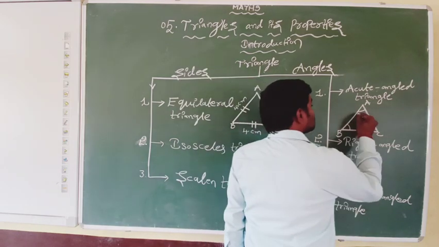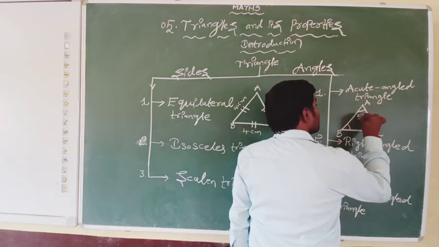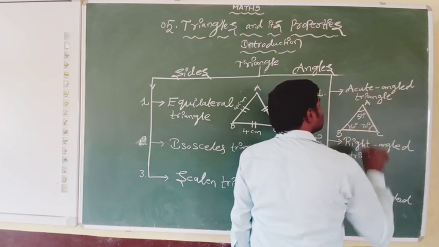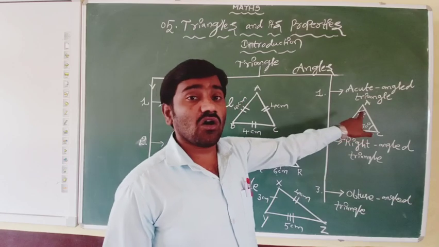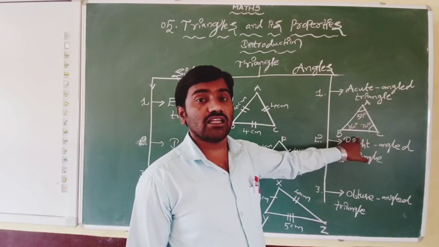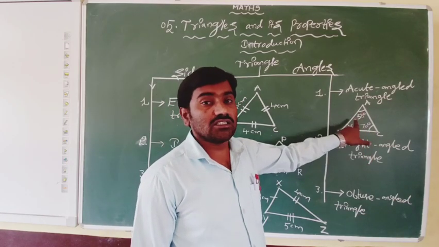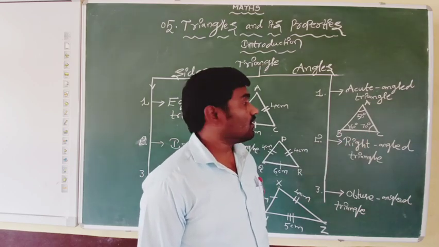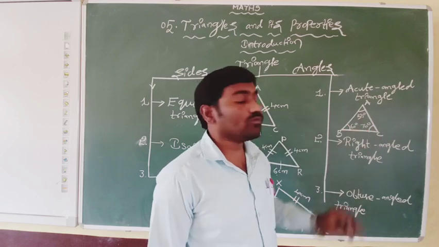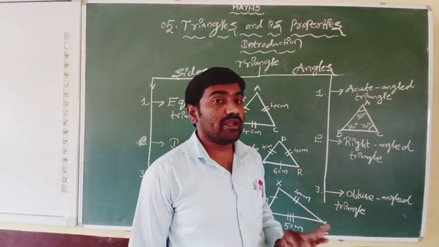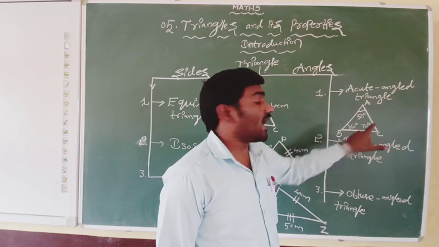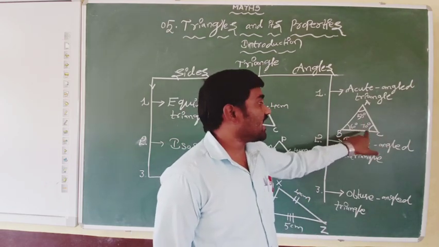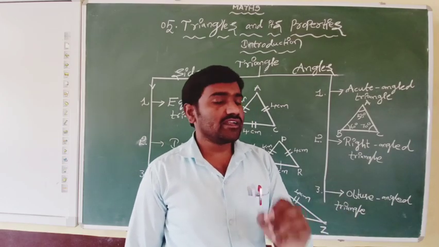Suppose angle A is 50 degrees, angle B is 60 degrees, angle C is 70 degrees. See that all three angles in this given triangle are acute angles. Hence, this triangle is known as an acute angled triangle. Simple. These three angles should be acute angles, and make sure that the sum of these three angles should be equal to 180 degrees. When you add these three angles, you must get 180 degrees.